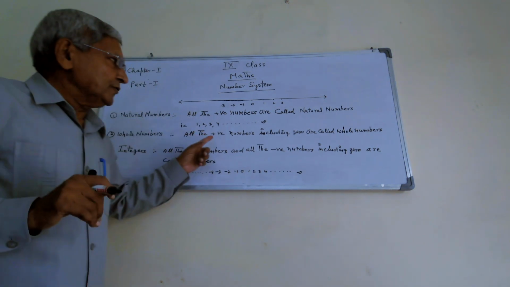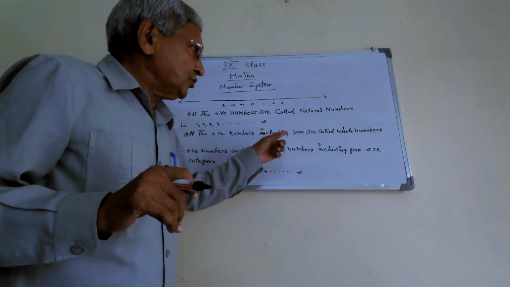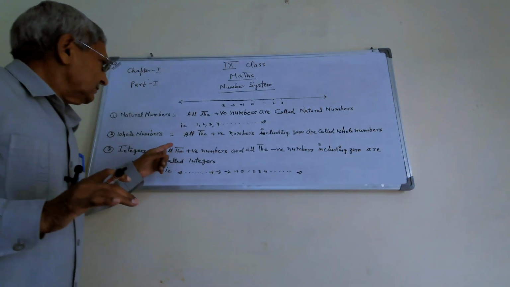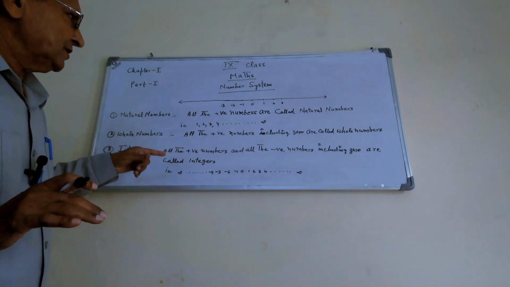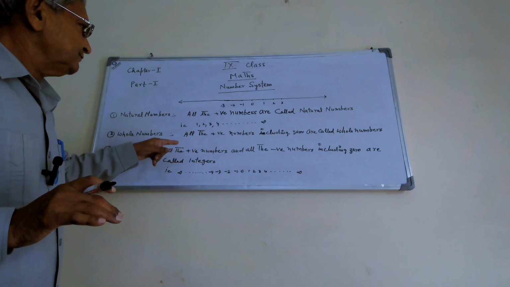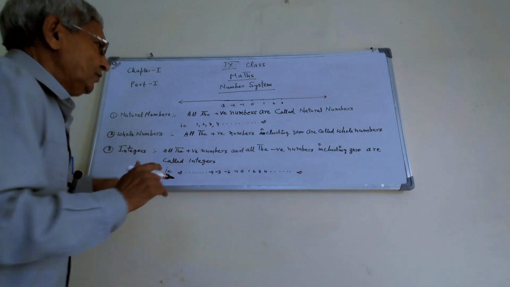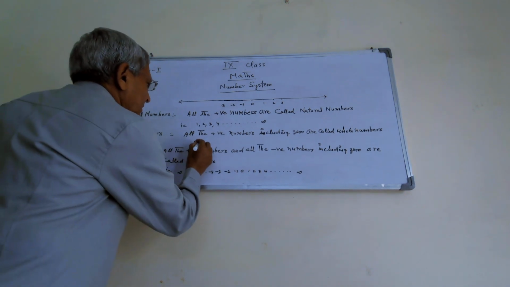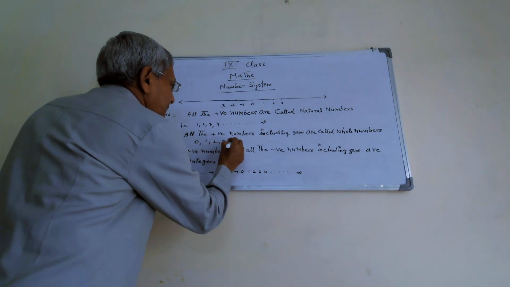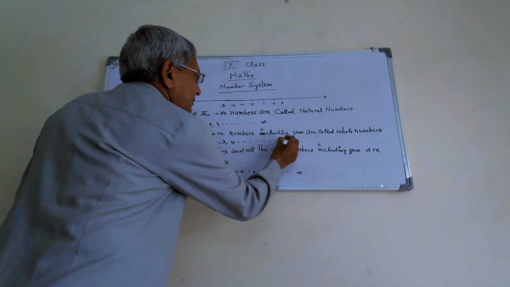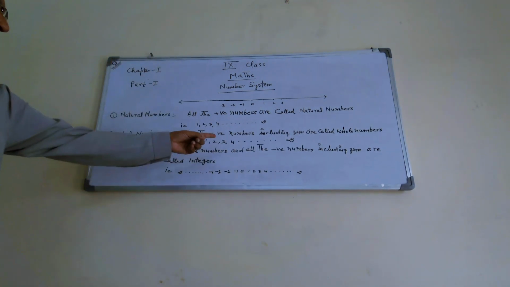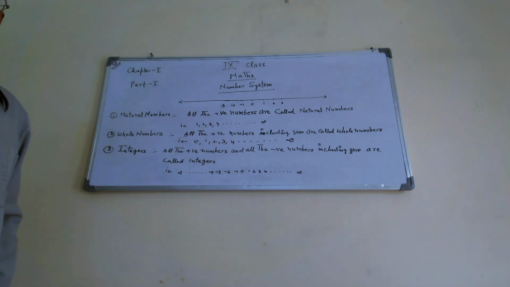Second, whole numbers. All the positive numbers, including 0, are called whole numbers. That is, for example, 0, 1, 2, 3, 4, and so on. This is an example of whole numbers.